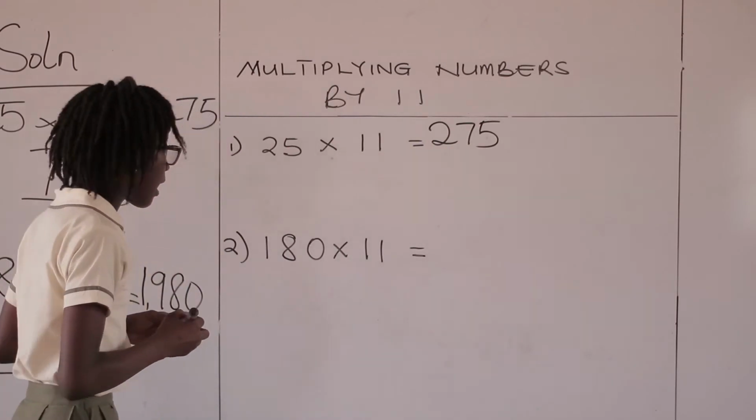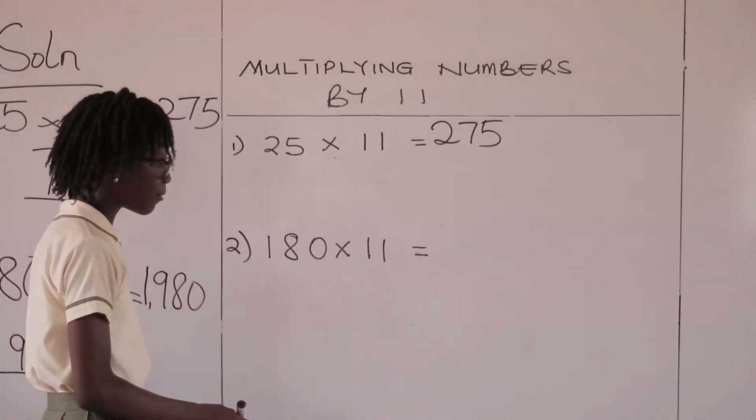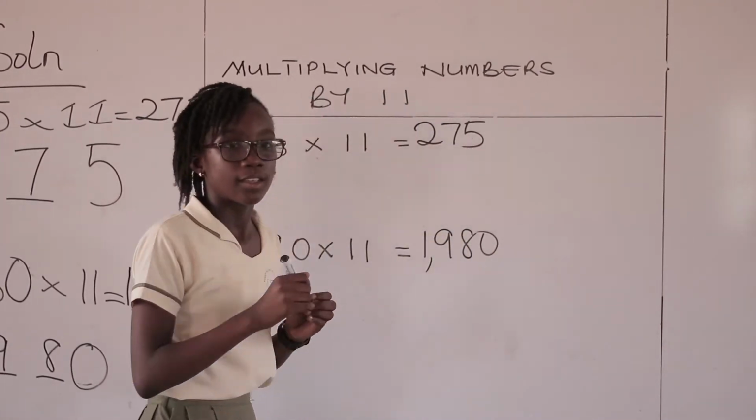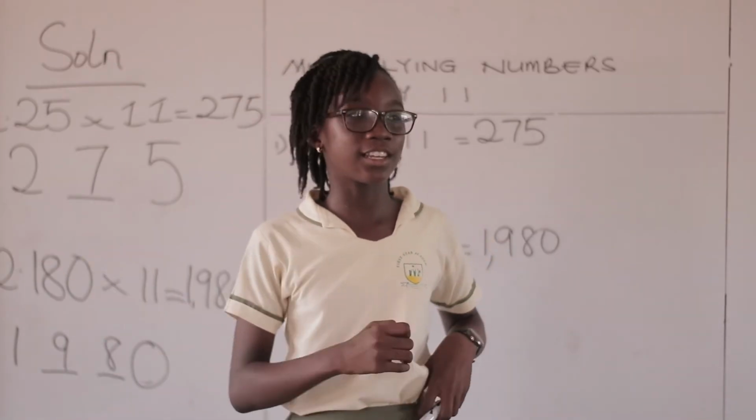So per the illustration, 25 times 11 is 275. And 180 times 11 is 1980.